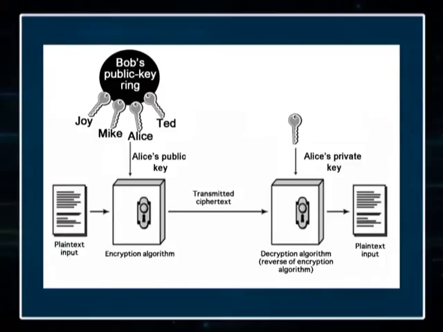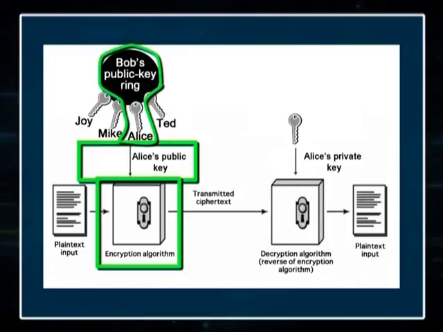Each user generates a pair of keys to be used for the encryption and decryption of messages. Each user places one of the two keys in a public register or other accessible file. This is called the public key. The companion key is kept private. As the figure suggests, each user maintains a collection of public keys obtained from others.